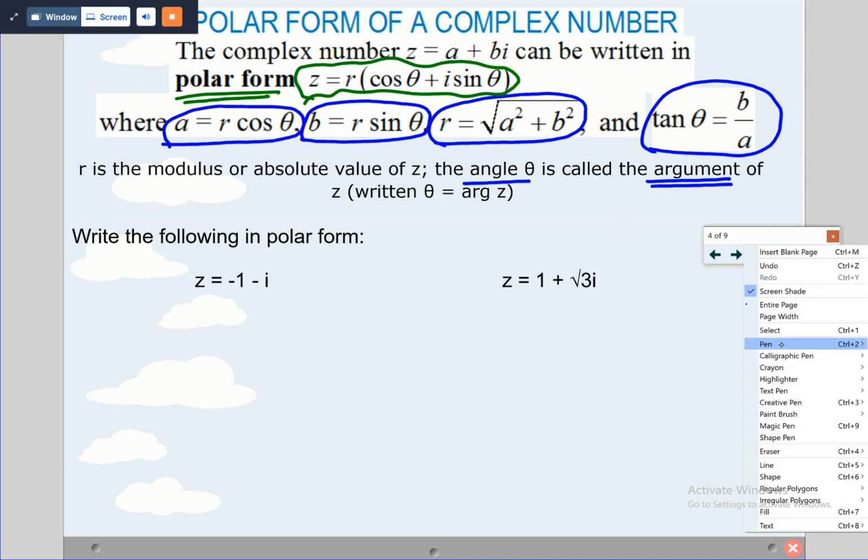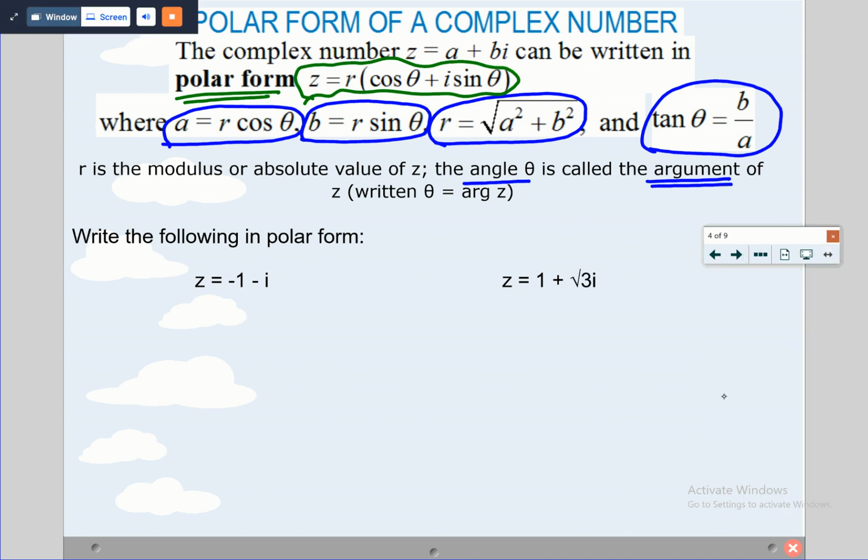All right, so our first one is -1 minus i. I want to put it in polar form, which pretty much means I need to find r and I need to find theta. As soon as I find those, I'm good. To find r, I'm going to first label my a here as -1 and my b here as -1. Those are the numbers in front, my real part and my imaginary part.